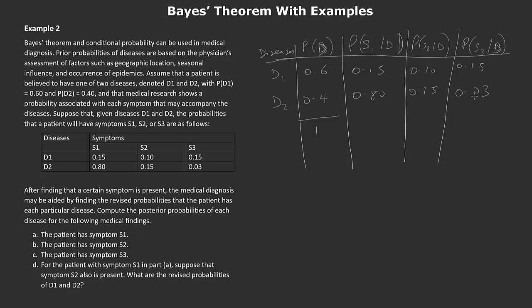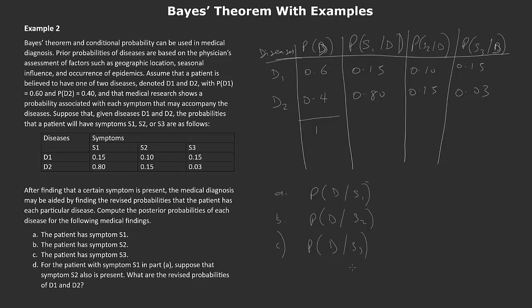Then question 2B is saying, what would be your new belief, your new probability for each disease if you know that this patient has symptom 2? So what this means is for question A, you are interested in the probability of D given S1. When I use D, I'm referring to both D1 and D2. Then B is the probability of any of the diseases given symptom 2, and C is the probability of any of the diseases given symptom 3. So these are the questions.